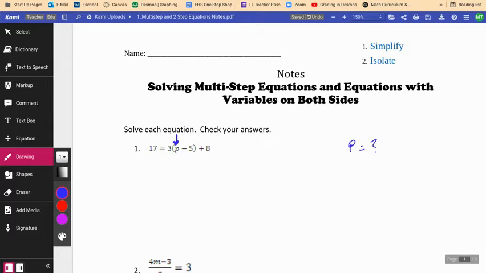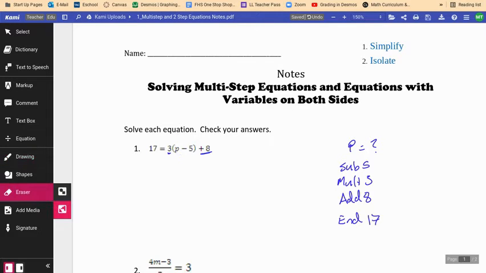But if I know anything about math, I know that if P is a number and I were to use the order of operations, I would first take P and subtract 5, right? Then I would multiply by 3. And then I would add 8. And then I would end up with 17. That's kind of my blueprint for how to solve this if I wanted to.